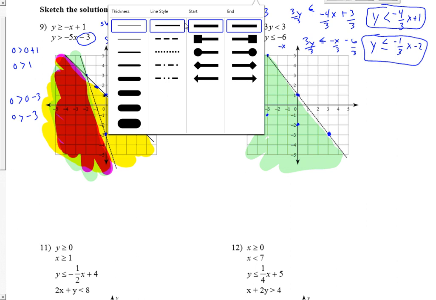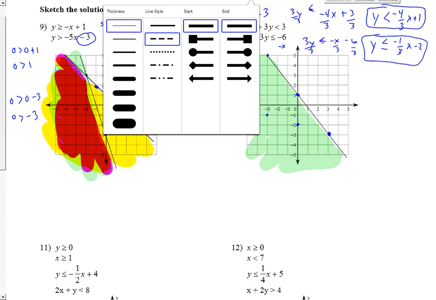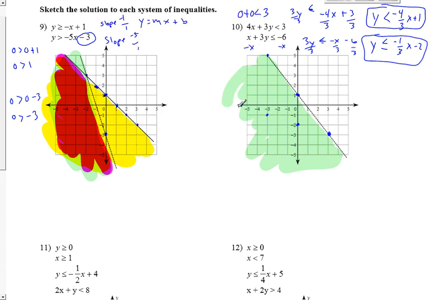So when I do this one, I want a solid line to graph this. And there's my line.